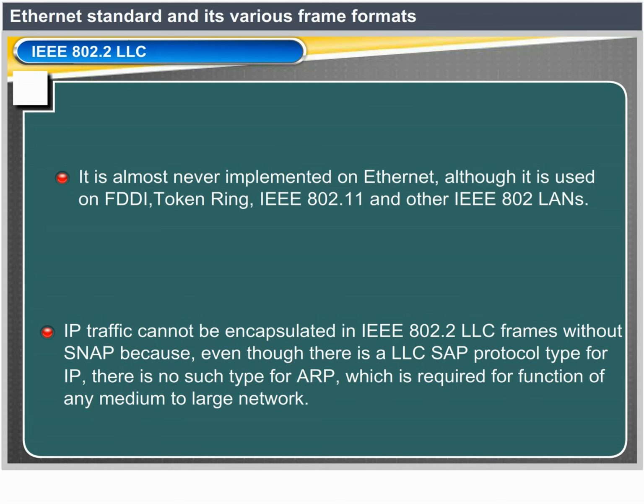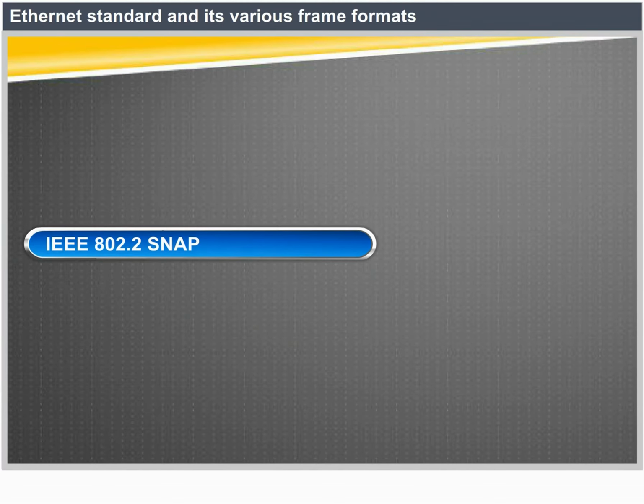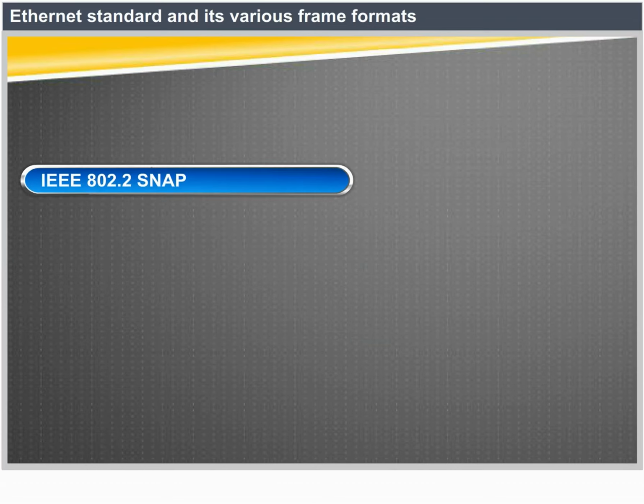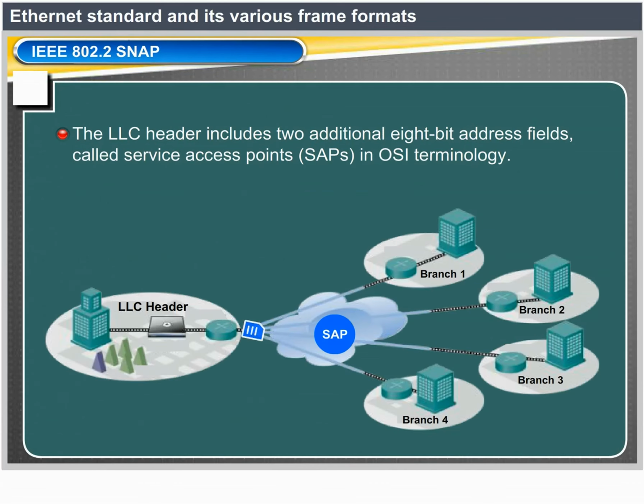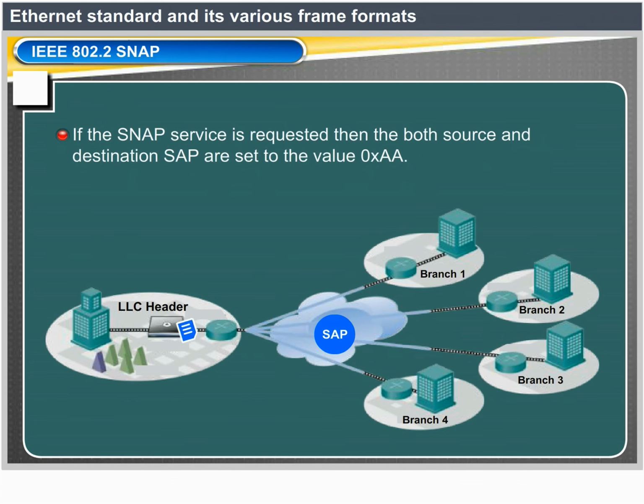IEEE 802.2 SNAP. The LLC header includes two additional 8-bit address fields called Service Access Points, or SAPs in OSI technology. If the SNAP service is requested, then both the source and destination SAP are set to the value 0xAA.